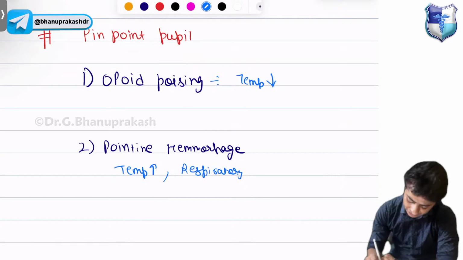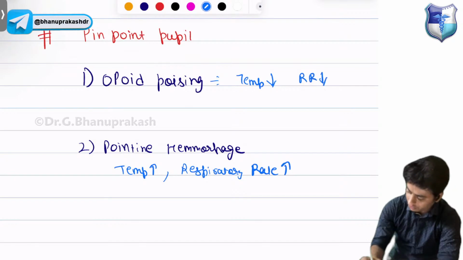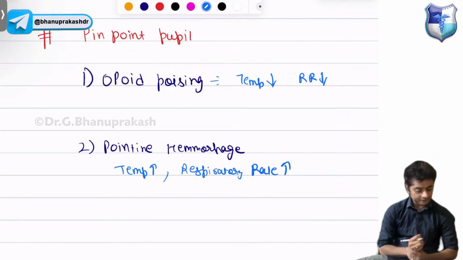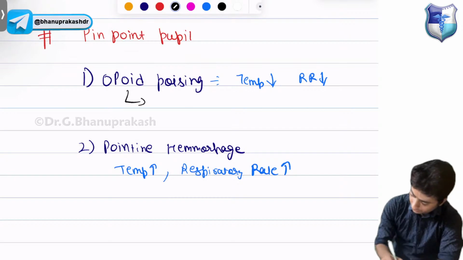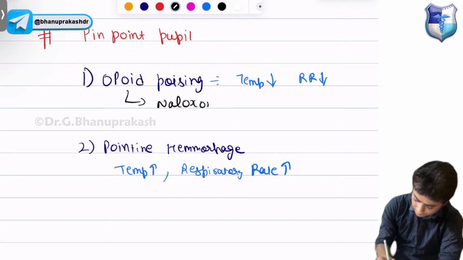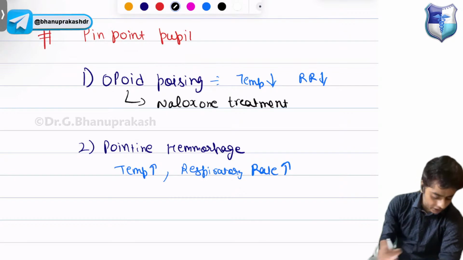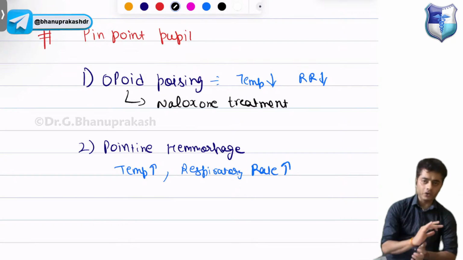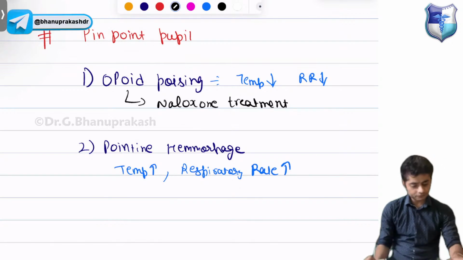So in pontine hemorrhage, temperature increases and respiratory rate also increases. But in opioid poisoning, temperature decreases and respiratory rate also decreases. And we all know that opioid poisoning will respond to naloxone treatment. This is how you can differentiate between opioid poisoning and pontine hemorrhage. Okay, everyone?